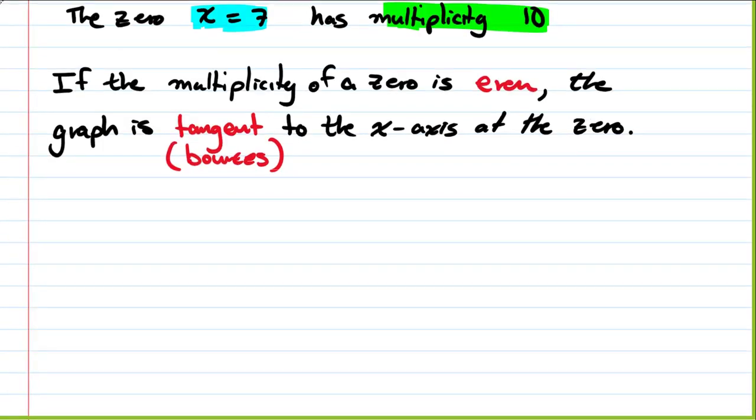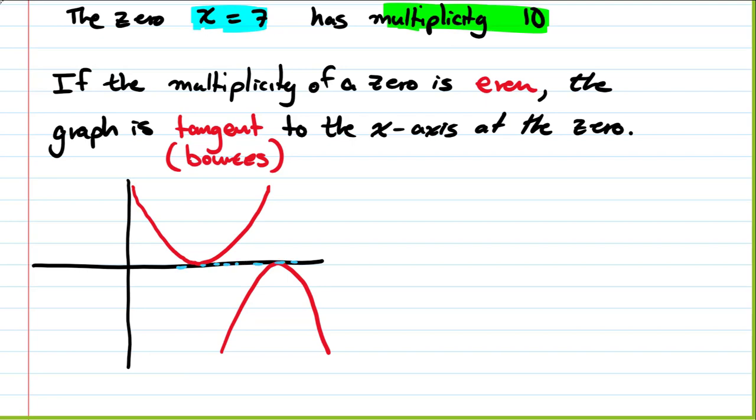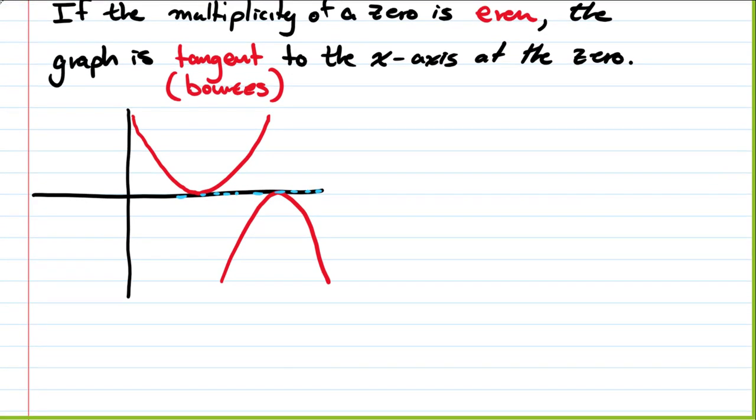So in terms of a picture, what this means is that if we have a graph and it has an even multiplicity, the graph is going to come down, touch the x-axis, and turn around. So technically it is tangent at that point, which means it's going to be parallel to the x-axis as it turns around, but I prefer the descriptor bounces. It comes down, hits the x-axis and bounces back up, or it comes up and hits the x-axis and bounces back down. So when we're even, we're going to have this type of behavior.